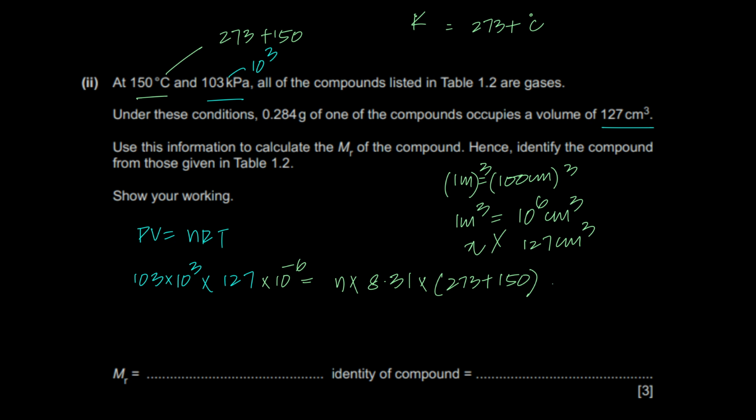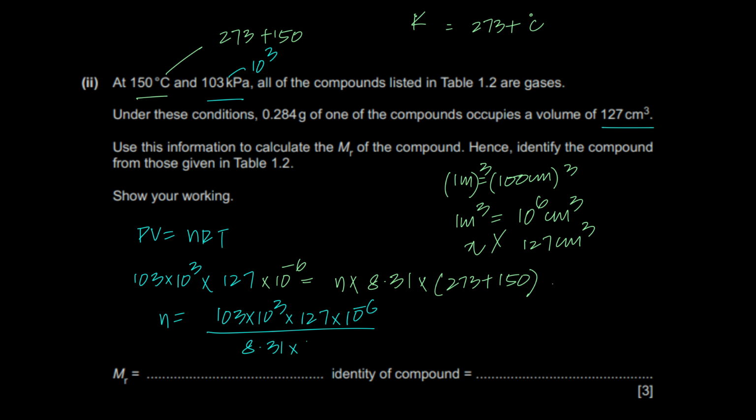And this will give you the moles. What are the moles? n equals 103 into 10 raised to the power 3 into 127 into 10 raised to the power minus 6, divided by 8.31 into 273 plus 150.